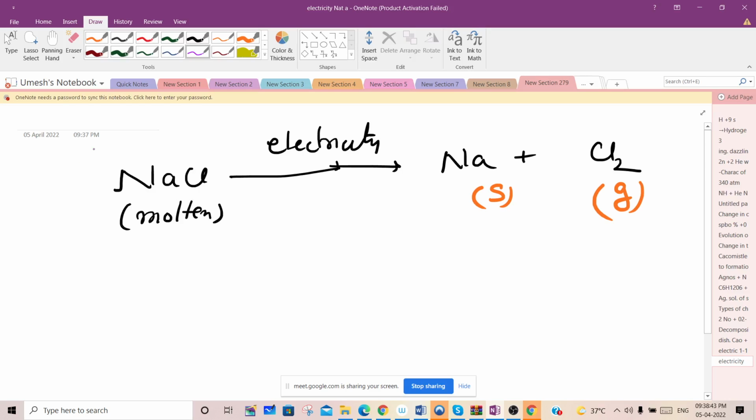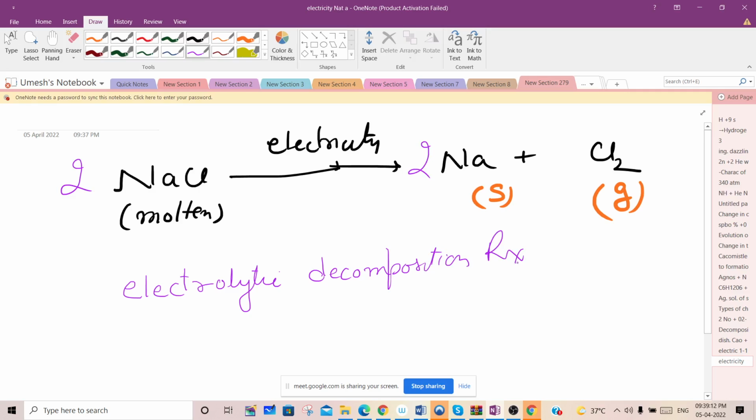So balance the equation. Which type of reaction is this? Is it decomposition? Yes or no? But this is an electrolytic decomposition. So for balancing it, it will be 2 NaCl gives 2 Na plus Cl2. Good, very good. Everybody getting this? Vedant, are you getting this? Oh, yes, sir. No, I think it is not clear.